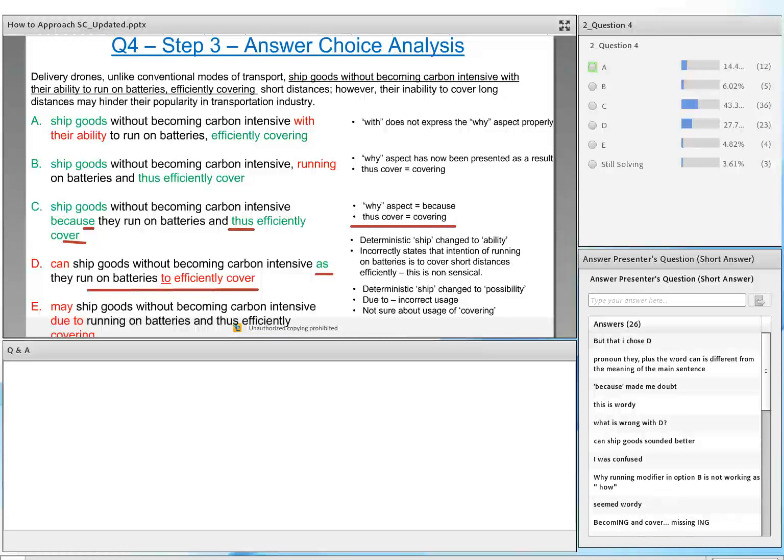So again, think about it. When they decided to put batteries on delivery drones, that is not what the author is saying. The author is not saying that batteries were put in DD in order for DD to efficiently cover short distances. No. Battery was probably just the logical thing for them to do, and because they are on batteries, they are able to efficiently cover short distances. Okay, so again, you have to understand the intent behind each and every aspect in the original sentence.